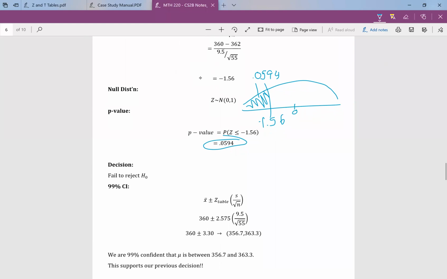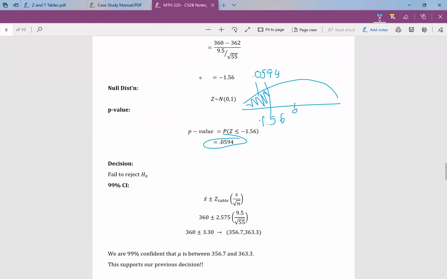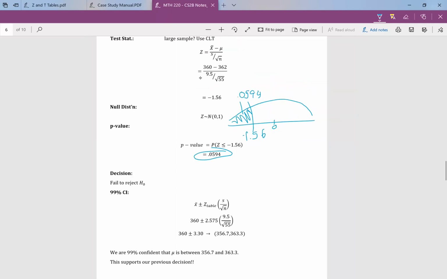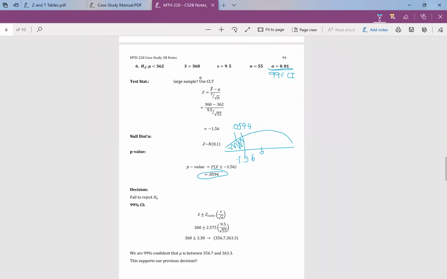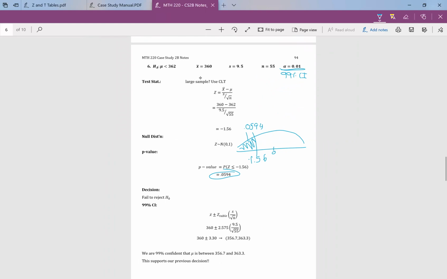All right, pause, take a moment, calculate this. And you should get 356.7 to 363.3. Okay. Again, anytime you do a confidence interval, it should always support the previous decision, okay? So we said we failed to reject H0. We did not have enough evidence that mu is smaller than 362, okay? And look at our confidence interval. 362 is within our confidence interval.